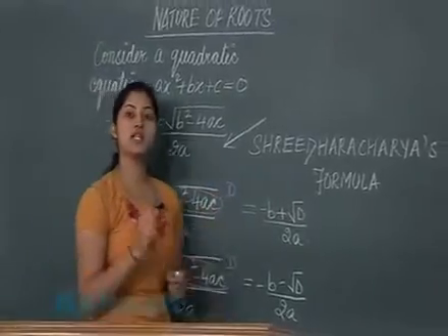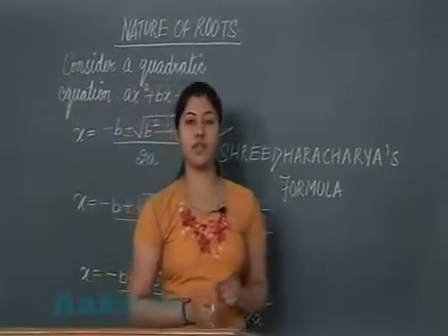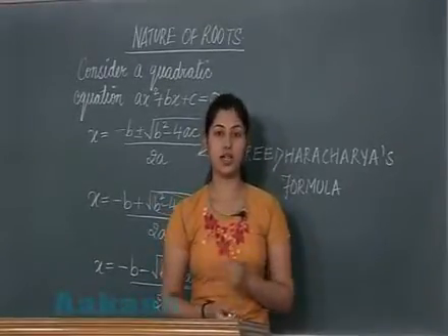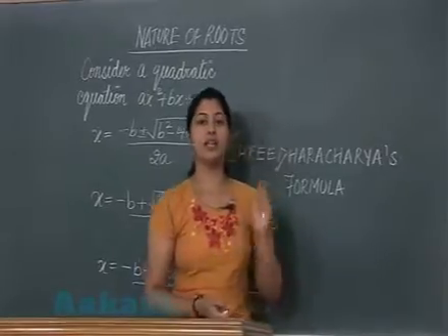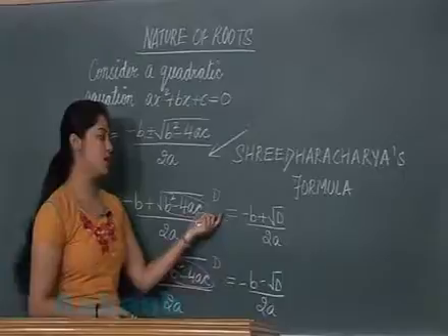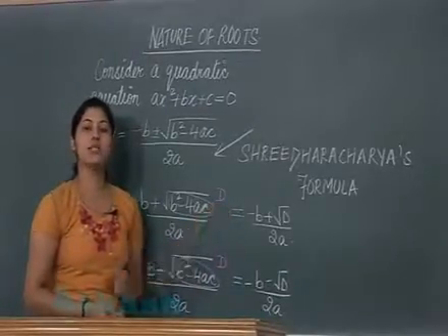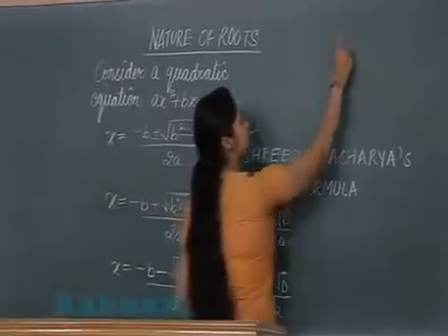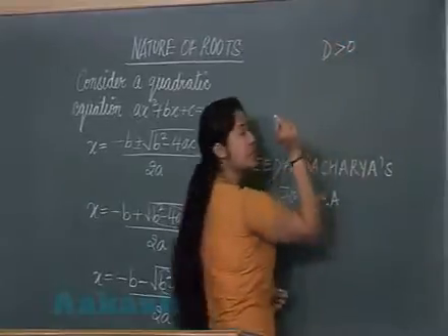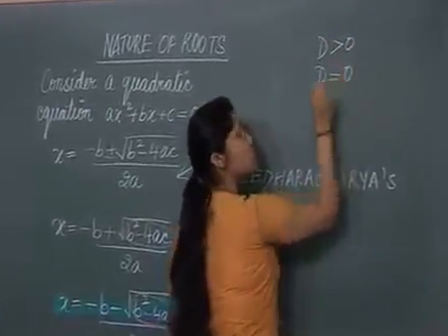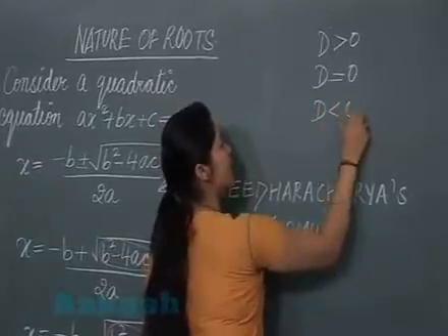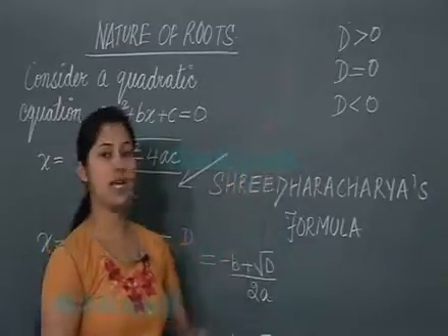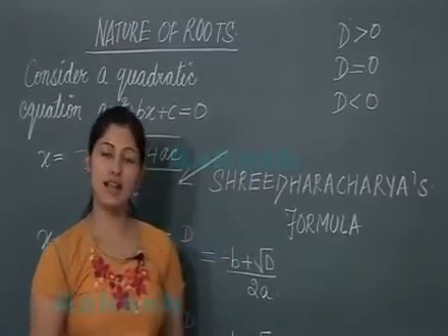This discriminant tells us about the nature of roots, whether the roots will be real or non-real, rational or irrational, equal or unequal. That is totally dependent on the value of D. Now discriminant or D can be of three types. First, it will be greater than 0, or equal to 0, or less than 0. So D is of three types. Now we will consider these three cases: greater than 0, equal to 0 and less than 0.